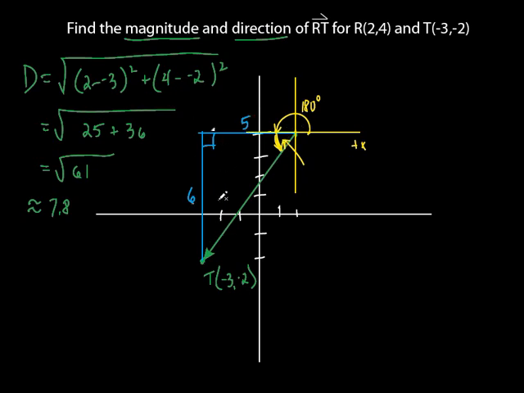I've got a right triangle. I have two sides of my right triangle. I actually have three sides because I know that's the square root of 61. But I know these. These are a little easier. I know these two sides. I should be able to find this angle right here.